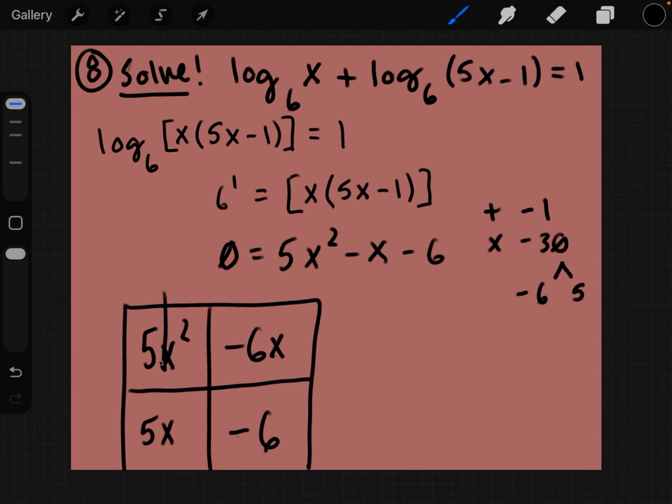And then go this way, find what you have in common. And then go this way, find what you have in common. The negative is in the far away box, so we don't pull it out. If it was right here, we would pull it out, but it's not there, so it's positive. So then we've got 5x minus 6 and x plus 1.